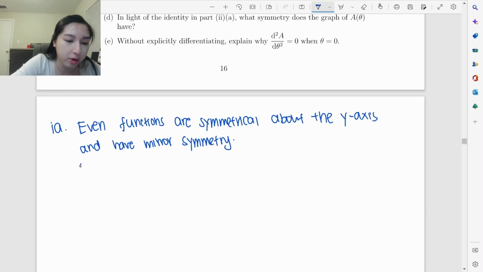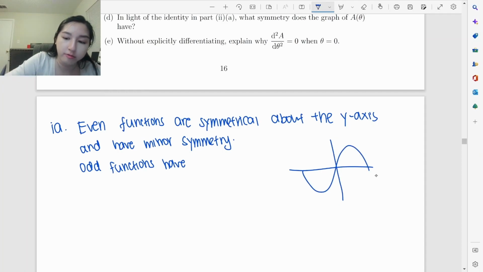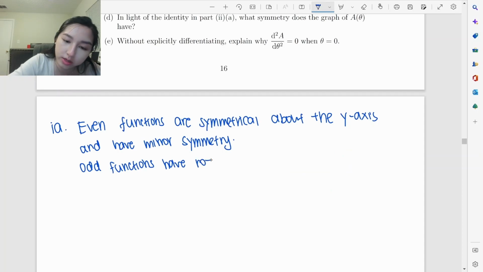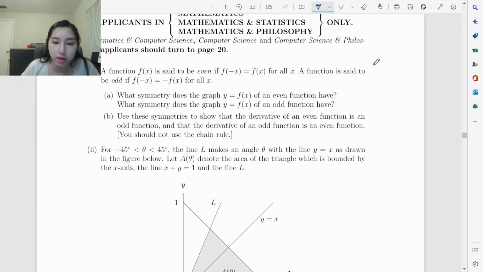Whereas odd functions have rotational symmetry. So what it looks like is like this. They look the same, it's just that it's kind of flipped. They have rotational symmetry of 180 degrees. Right, that was the next part.